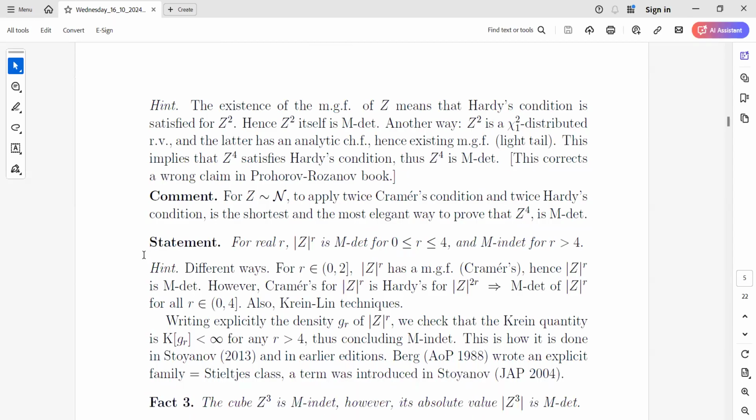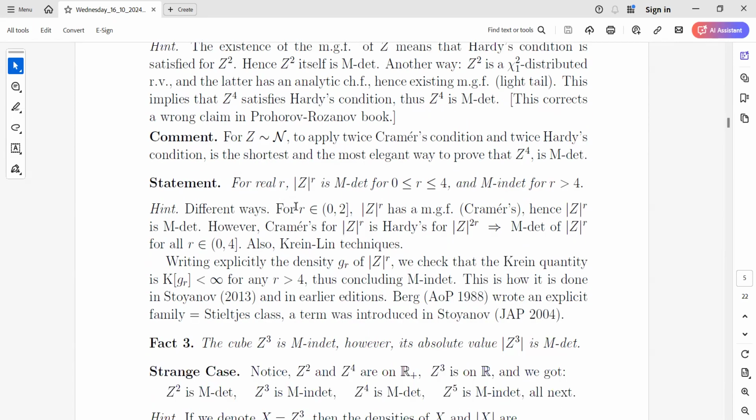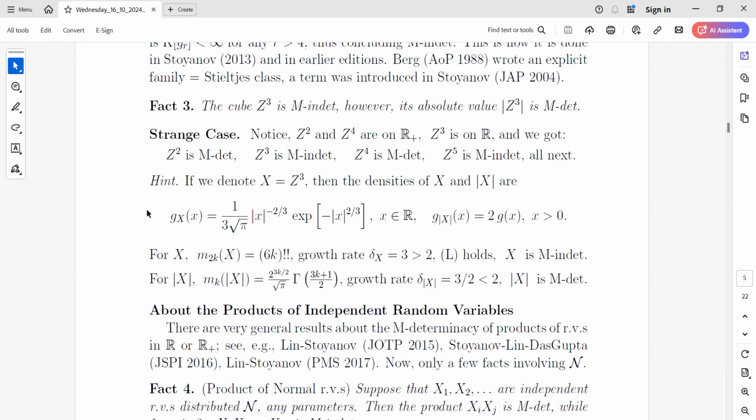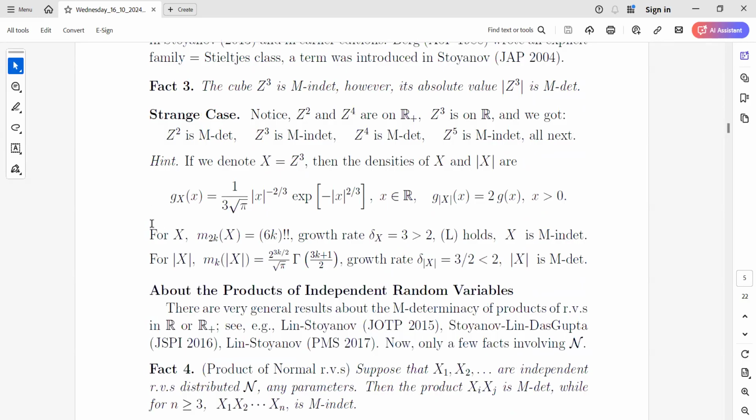And as we usually try, together with Gordon Klein, to tell, to apply twice Cramer condition and twice Hardy condition is the shortest and the most elegant way to prove the power 4 of the normal is unique. And now we have a quite easy statement, because we really have the tools to check that a specific distribution is unique, especially if there is a density. However, here there is something which is quite unusual.